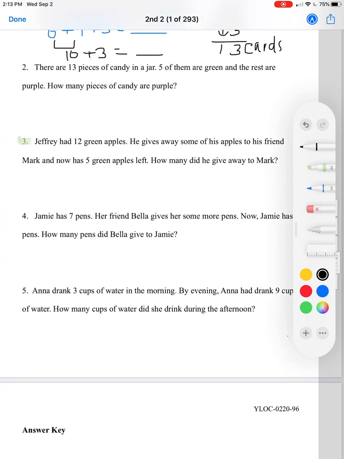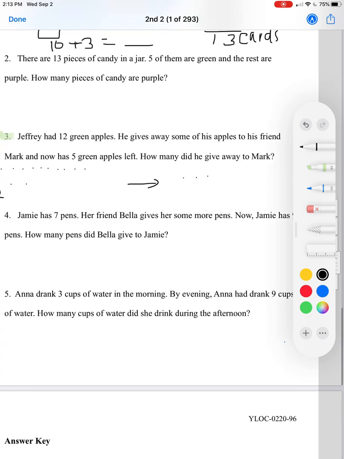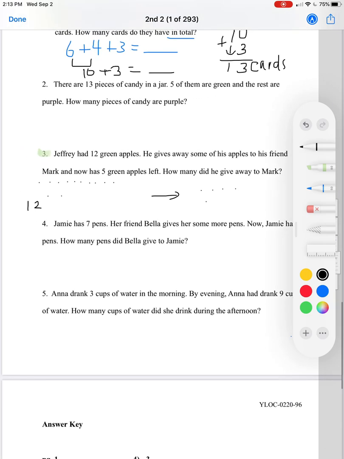And now we have number 3. Jeffrey had 12 green apples. He gives some away to his friend, Mark. Now he has 5 green apples left. How many apples did he give away to Mark? So Jeffrey starts with 12. This is Jeffrey's 12 apples in the beginning. This is 5 because he has 5 left, and this is after he gives some away to Mark.